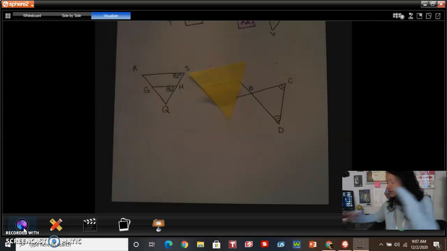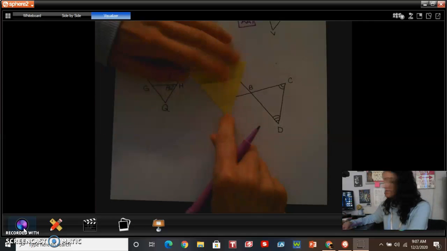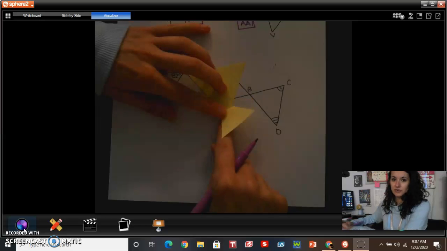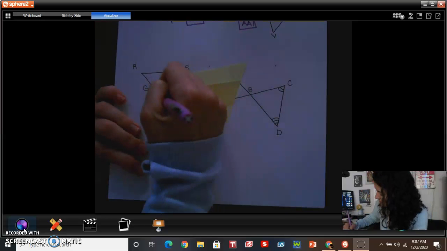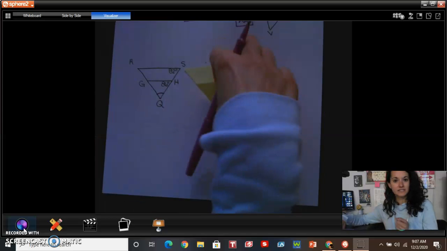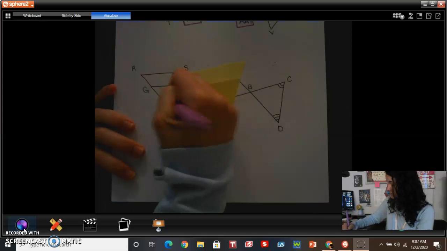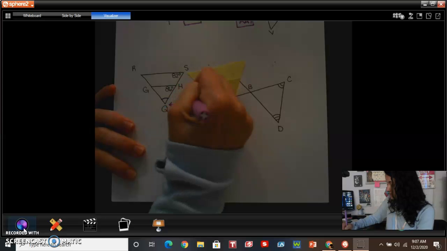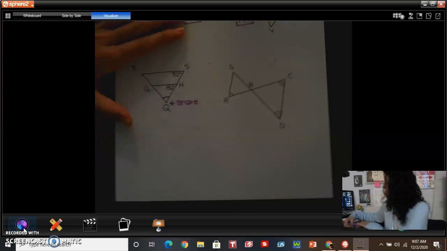All right, so if we're looking for congruent angles, the first thing I notice is that they share this point, don't they? Both of these triangles share this angle right here. So we know that's congruent because it's shared, okay? They share it. Sharing is caring. All right, now let's see what else do we know.